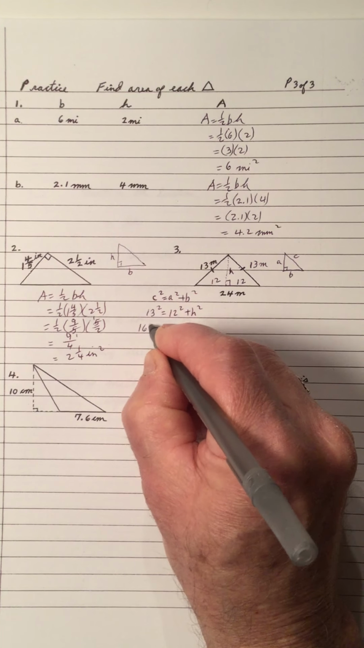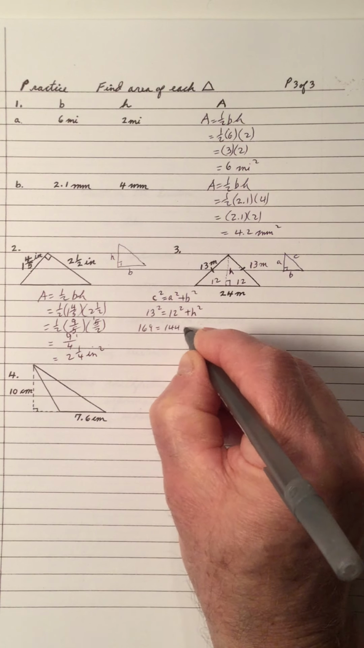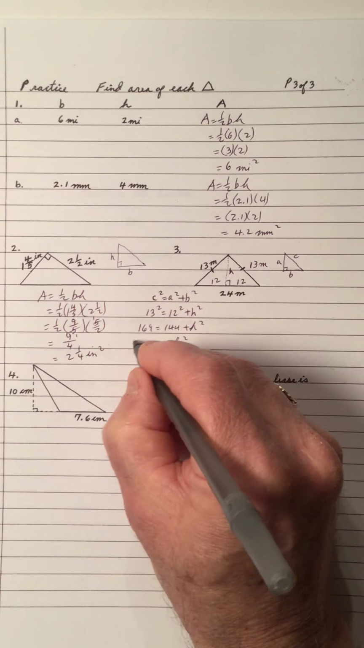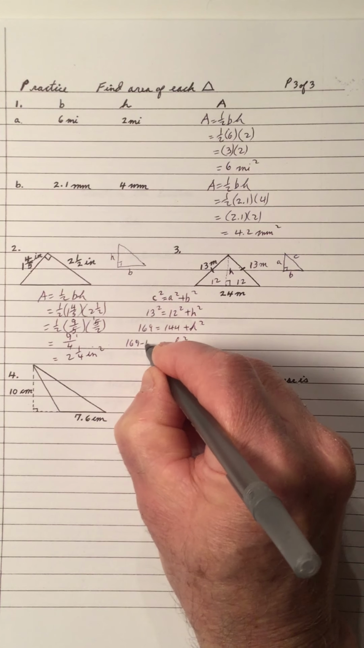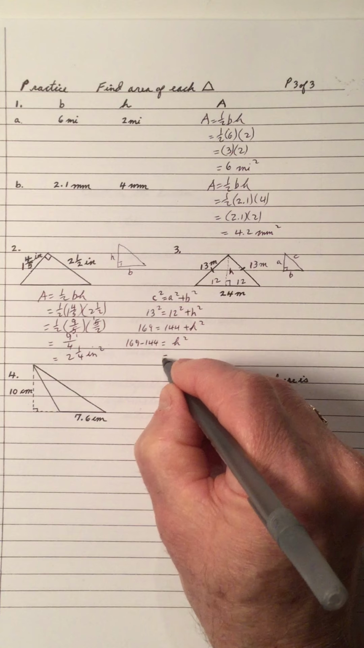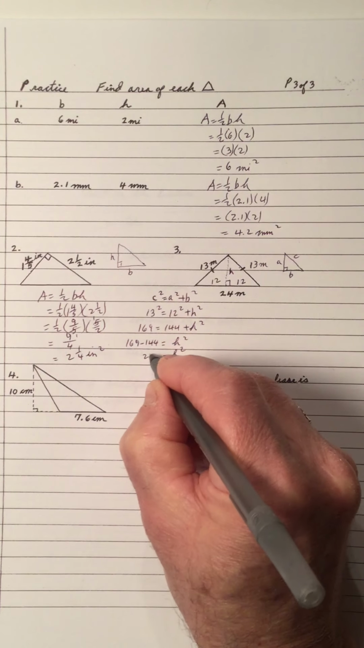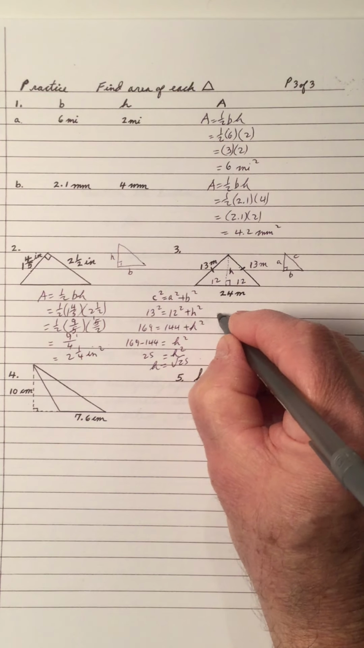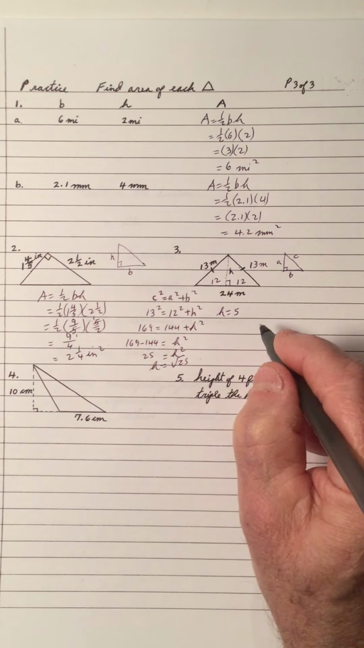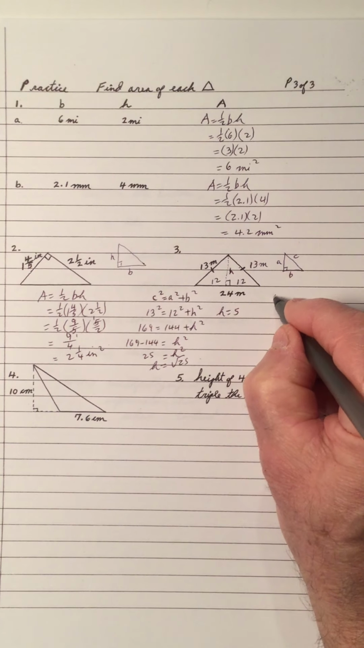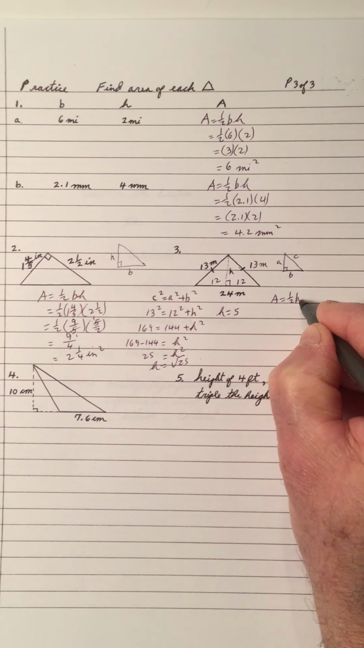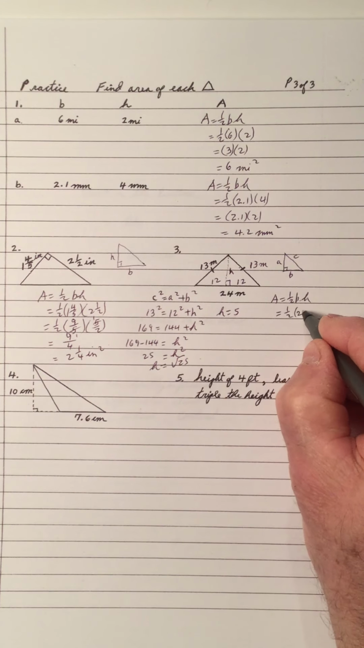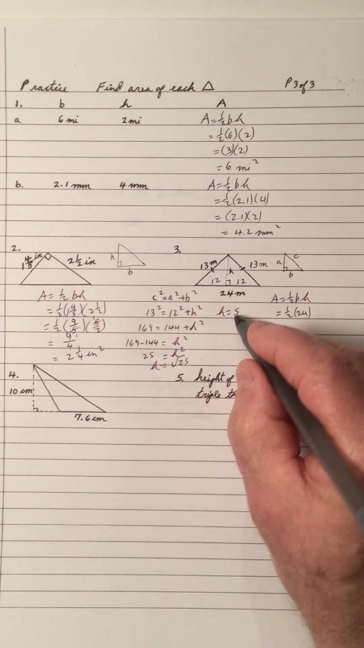So 13 squared is 169, 12 squared is 144, and I have the height squared, so I have 169 minus 144, because transposing, we make it a negative, and that gives us 25. So H is equal to the square root of 25, so H is equal to 5, so the height is 5. So the area of a triangle is half the base times the height. The base is the bottom, which is 24. And the height we just found out to be 5.